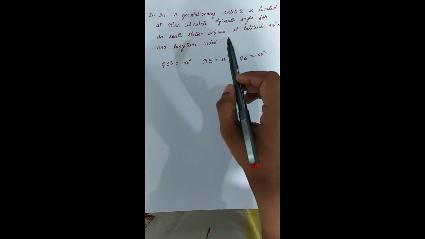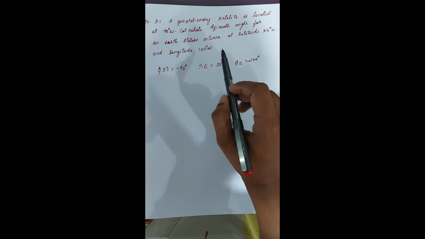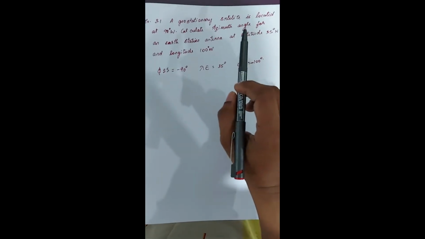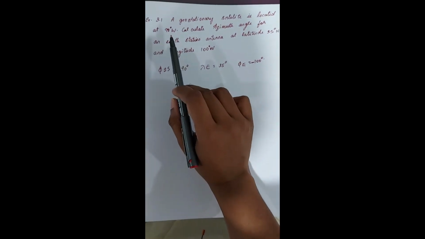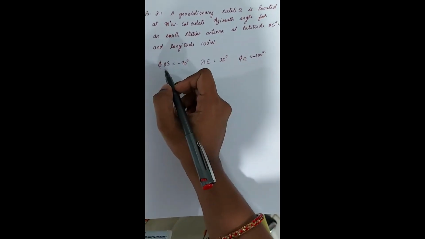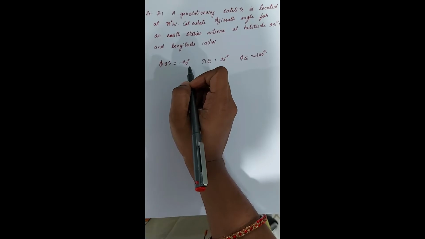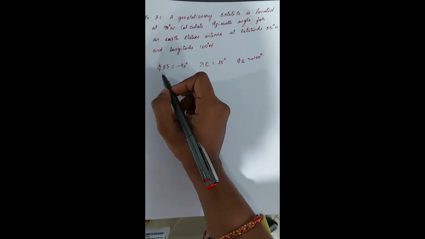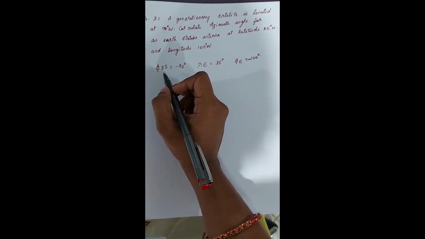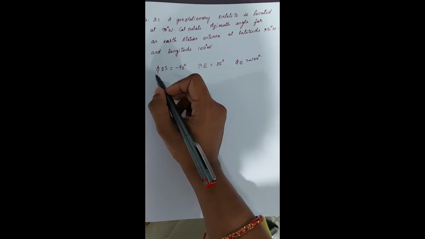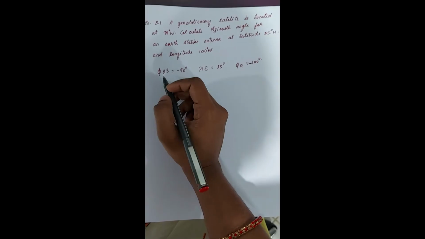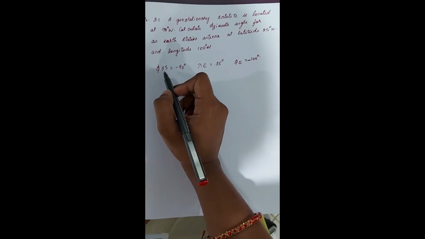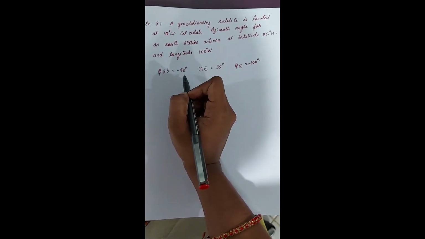For an earth station antenna at latitude 35° north and longitude 100° west. So first of all, a geostationary satellite is located at 90° west. Since it is towards the west, I have told you the convention is minus. So it is minus 90°, and this value is nothing but where the satellite is located. So this is your sub-satellite point and the angle is phi SS, minus 90°.